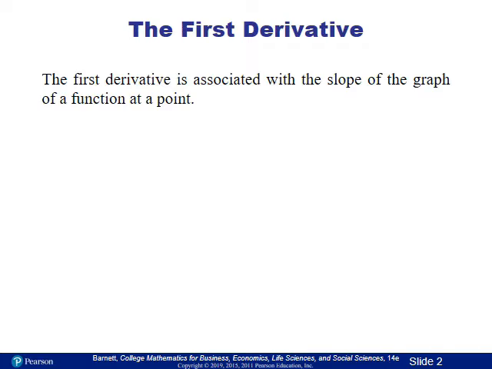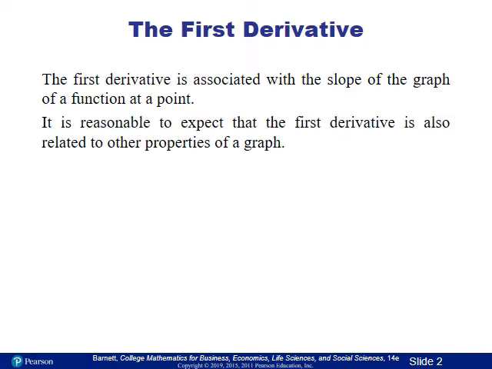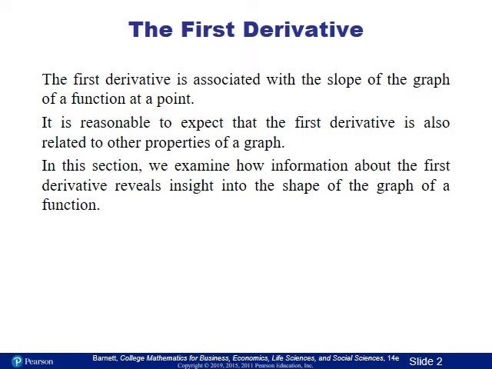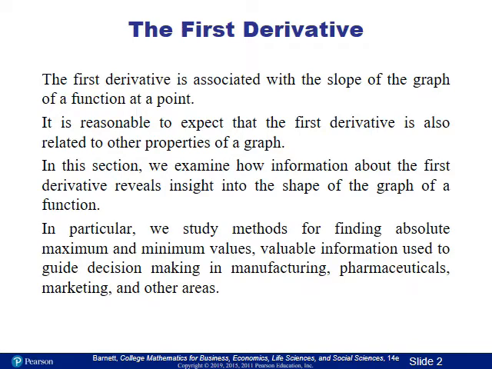The derivative comes from the definition of slope anyways. So the first derivative is associated with the slope of the graph of a function at a point. It is reasonable to expect that the first derivative is also related to the properties of the graph. We will see how that happens. In this section we examine how information about the first derivative reveals insight into the shape of the graph of a function. In particular, we study methods for finding absolute maxima and minima.